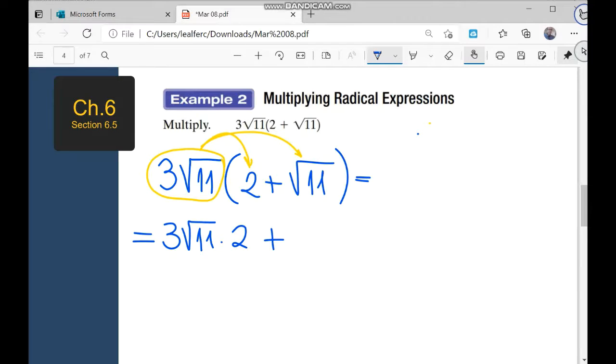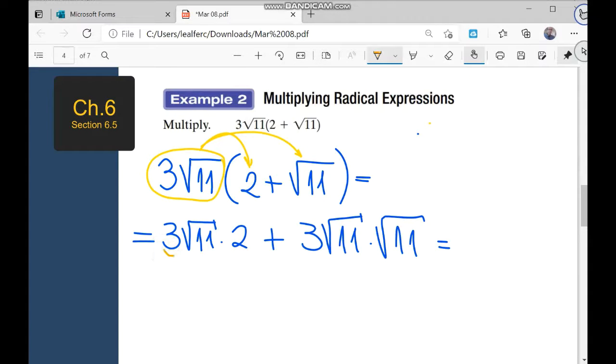Plus, then you're going to multiply again: 3 square root of 11 times what? Times another square root of 11. That's it. You did the multiplication. Now let's simplify. We will apply the multiplication property of radicals, and also let's check other things that we can simplify.